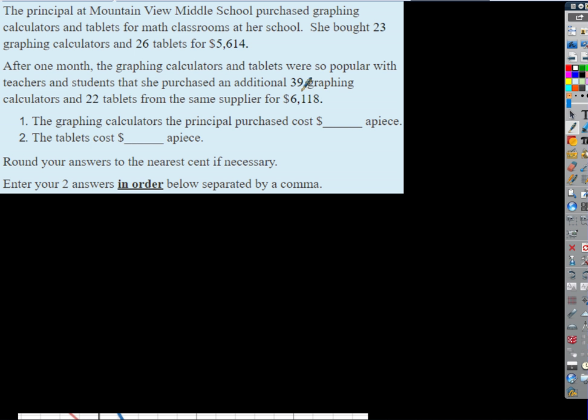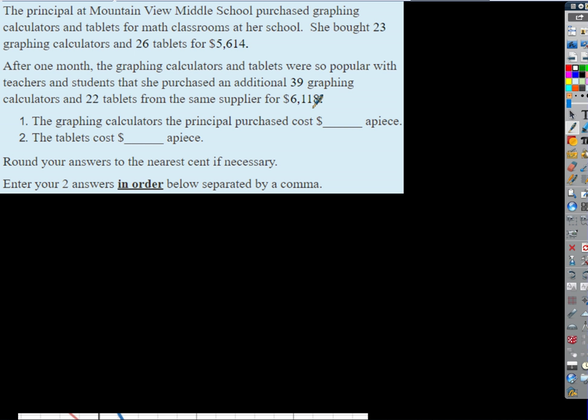A second order is made where we get 39 graphing calculators and 22 tablets for $61.18. Okay? Now, what we're trying to figure out from that information is, what was the cost of each calculator and what was the cost of each tablet? Okay? We can do that.